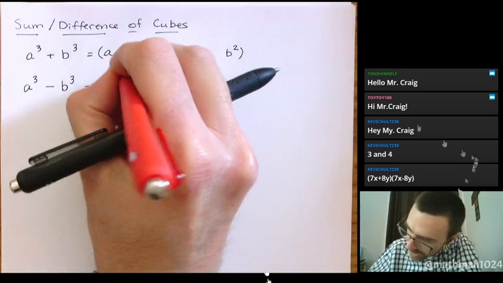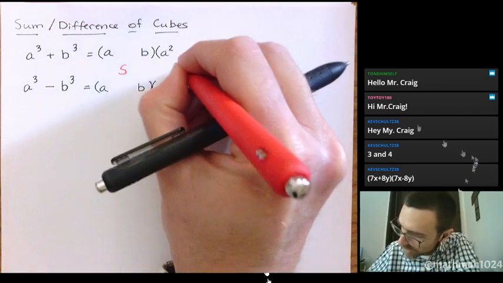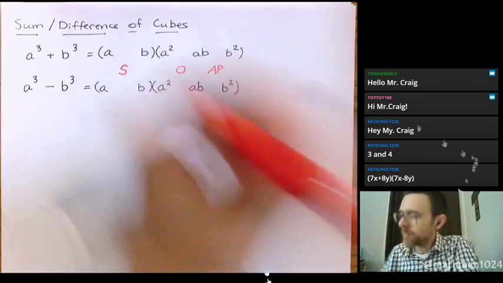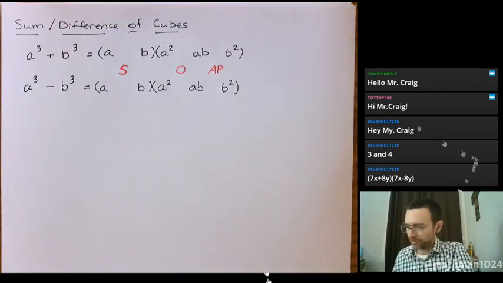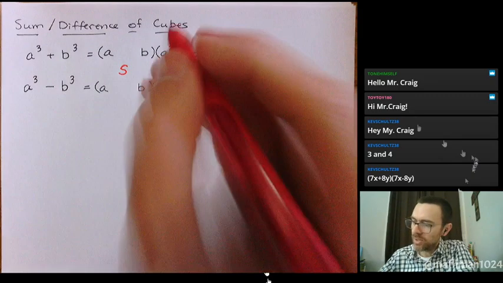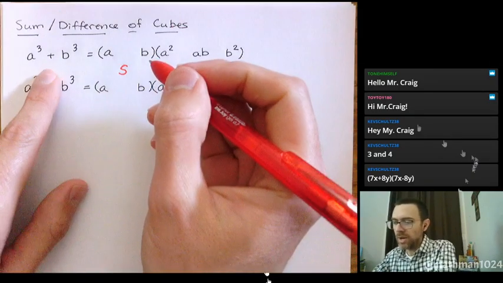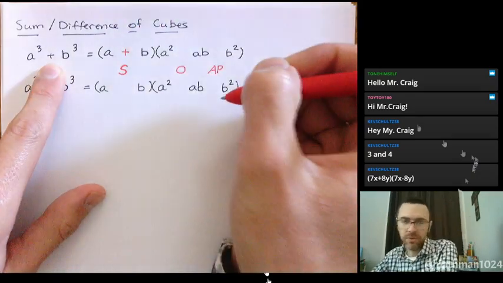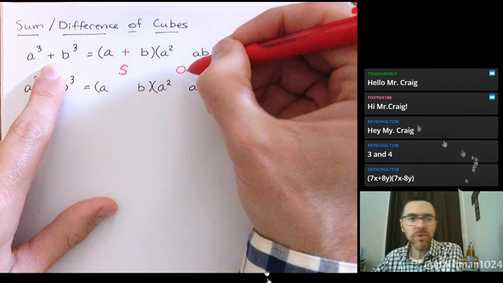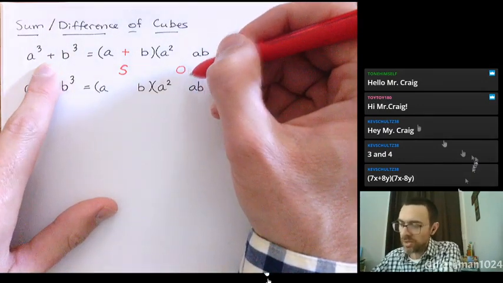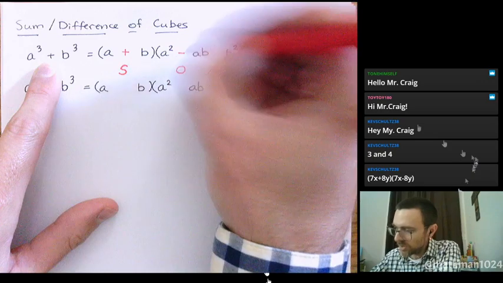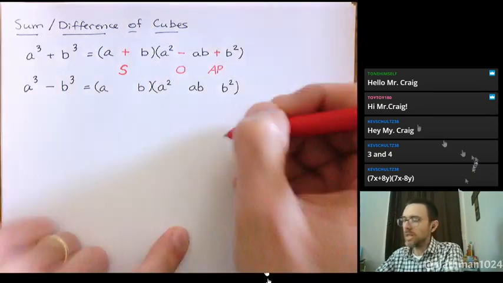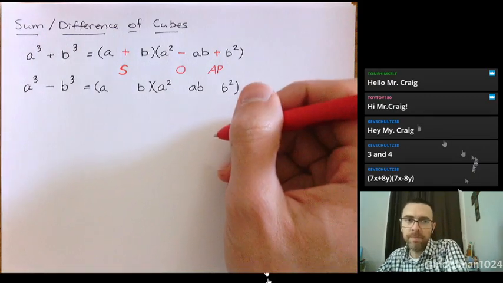And we use this little acronym, SOAP. Okay. So for SOAP, S stands for having the same sign as what you have right here. So if you have a sum of cubes, you keep the same sign as that for the first part. O stands for the opposite sign. So if you have a positive, the opposite of that is a minus. AP means always positive. So that last term is always going to be positive, no matter what.